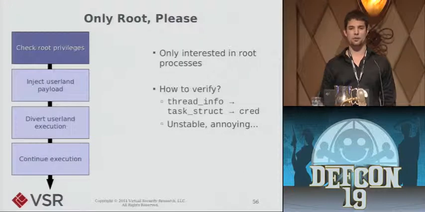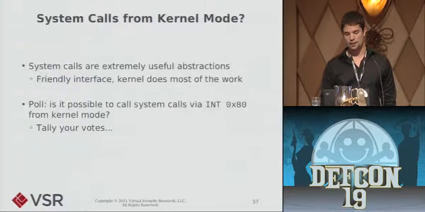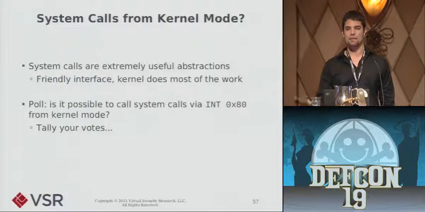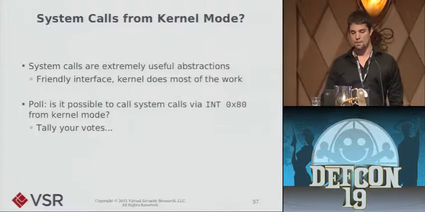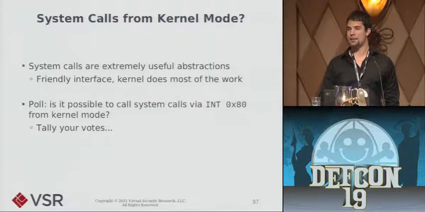But each of these structures sort of is unstable. They change a lot between different kernel versions. You'd have to do it heuristically, and it's sort of a pain. It'd be really nice if we could just call getuid, because that's something we know and understand. It's a very simple interface that will immediately tell us what our user ID is. But the question is, is it possible to call system calls from kernel mode?